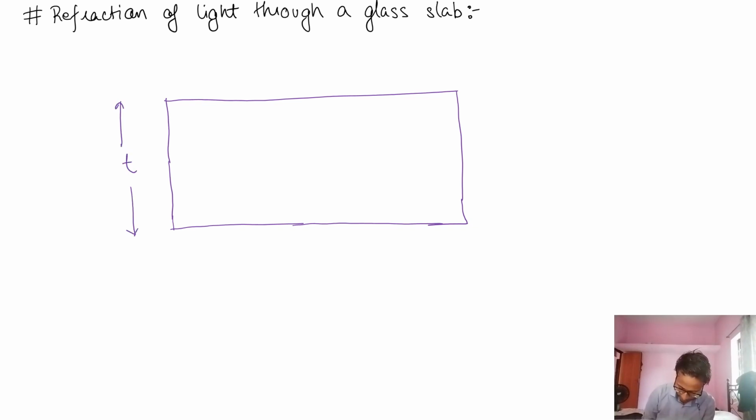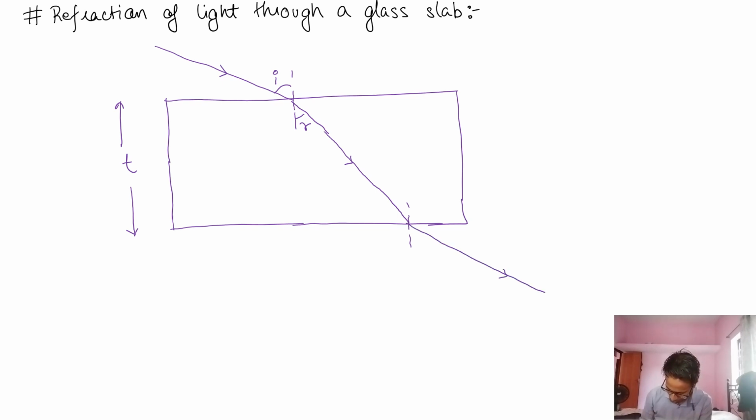Now suppose there is an incident ray of light out here. Okay, and this incident ray of light has an angle of incidence I. Now the refracted ray inside the glass slab bends towards the normal, and this is nothing but R. And out here again, across this surface, this again bends away from the normal, but this angle is called E.